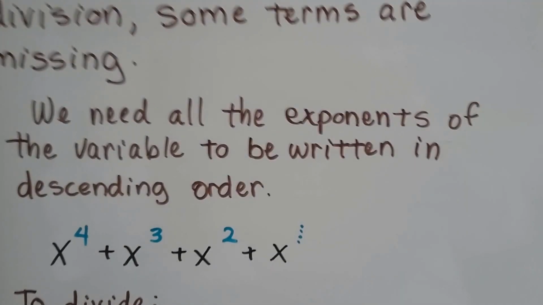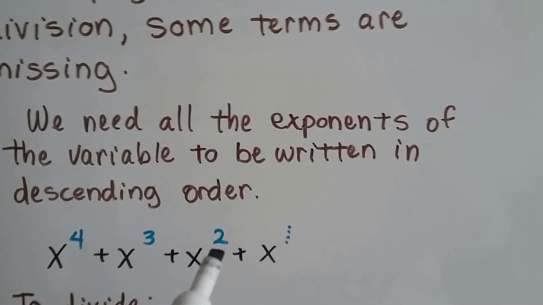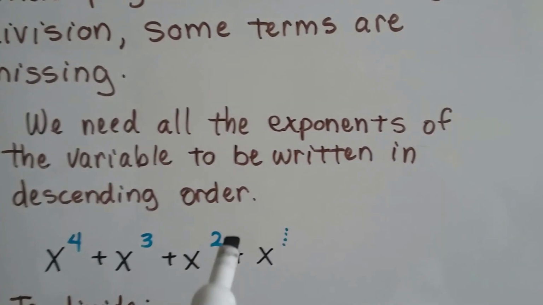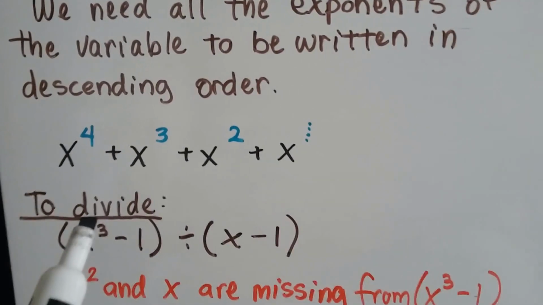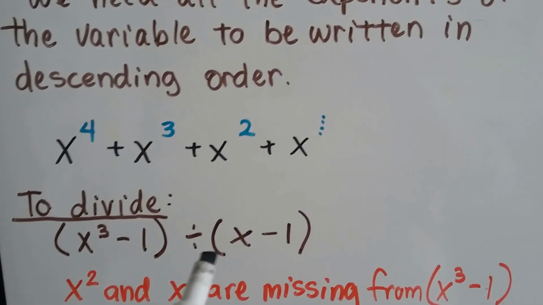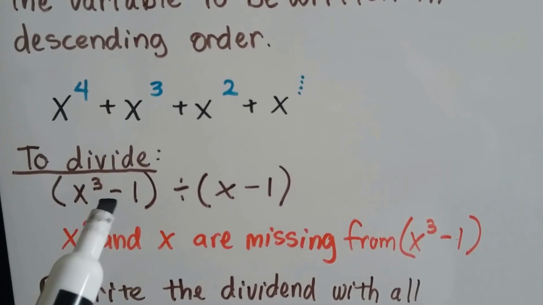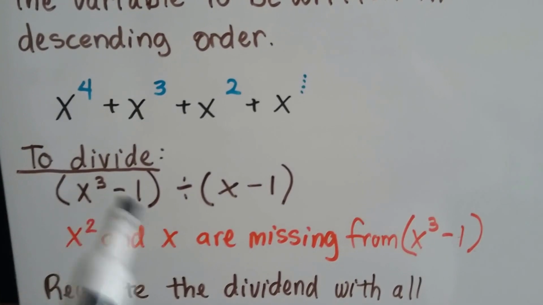So it would have to be written like x to the fourth power plus x to the third power plus x to the second power plus x. We need every single exponent in descending order. So if we see that we need to divide x to the third minus 1 by x minus 1, we've got x to the second power and x missing from this right here.